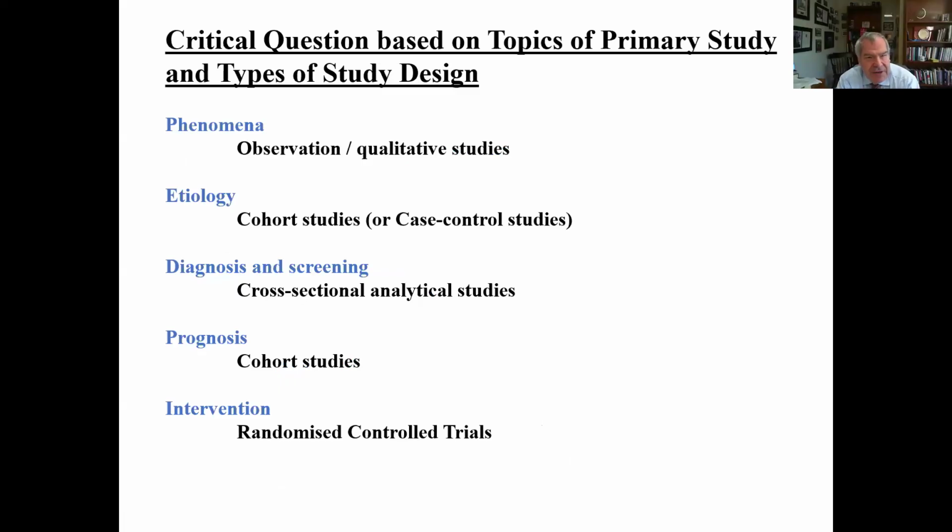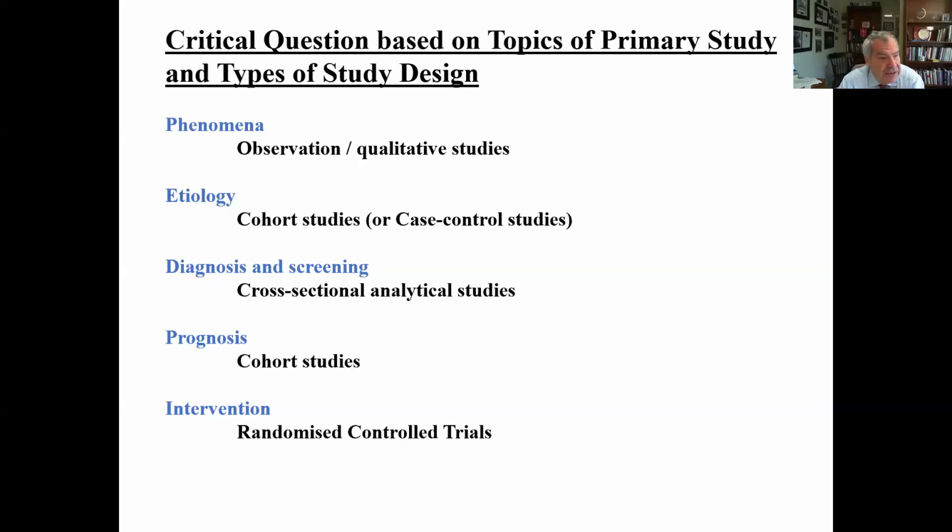The other piece is that you write your critical question and you're trying to resolve this. What are you really wanting to answer? What types of things are you seeing? If we're looking at phenomena, we would be looking at observational studies as well as qualitative studies. If you're interested in the etiology, you want to present something with the etiology of a disease or a condition, those are typically done with cohort studies and also case control studies.